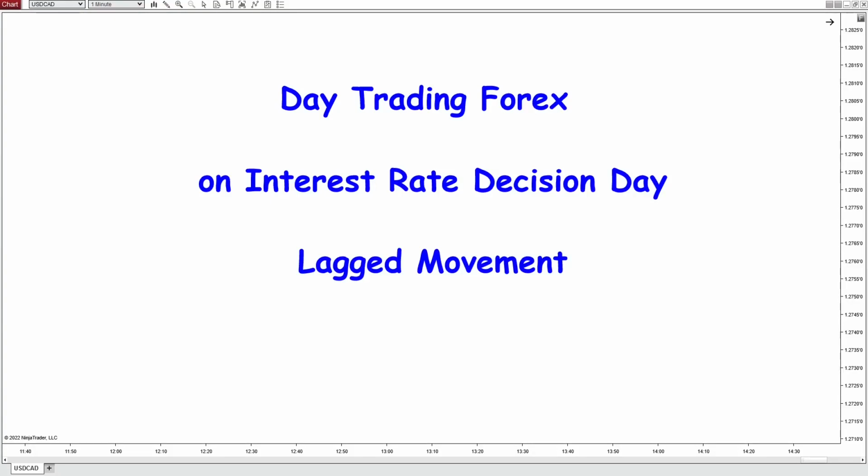All the financial instruments will be impacted by economic events more or less, and on some of the event dates, there are very good trading opportunities. However, even for the same financial instrument on the same event date, there are different trading scenarios. So in this video, I'm going to show you some examples on trading Forex on the interest rate decision date, and the scenario is called lagged movement. Let's get started.